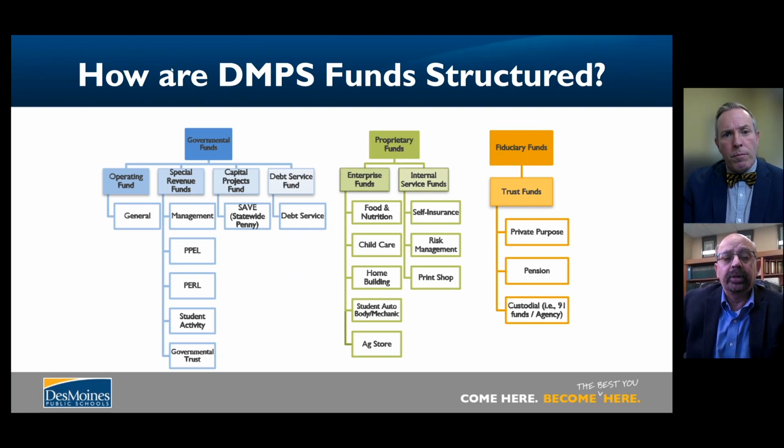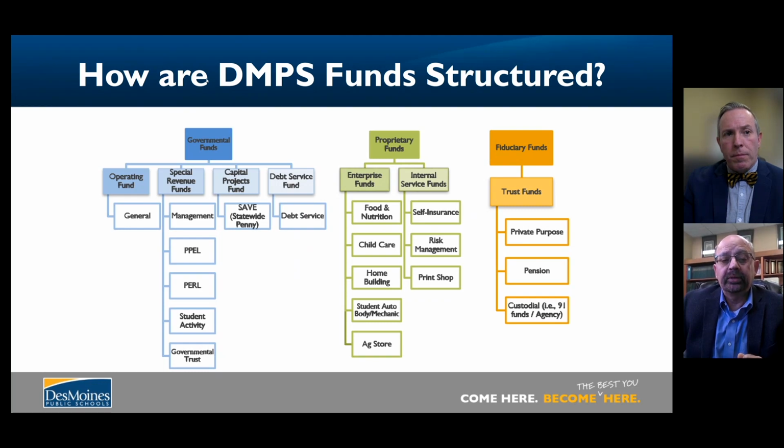Proprietary funds are pretty much like corporate America P&L. So the enterprise funds, which we have for food, nutrition, and child care, which are the 2 largest funds, have to generate enough revenue to pay for the expenses needed to run those funds. And we cannot inter-transfer cash from one fund to another, whether it is from one proprietary fund to another proprietary fund, or from one proprietary fund to, say, the general fund.